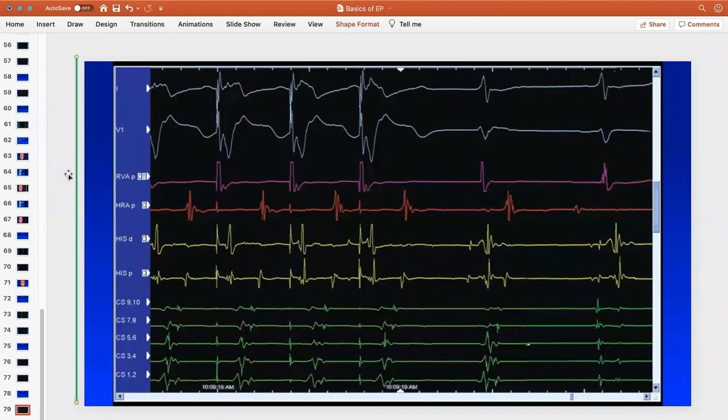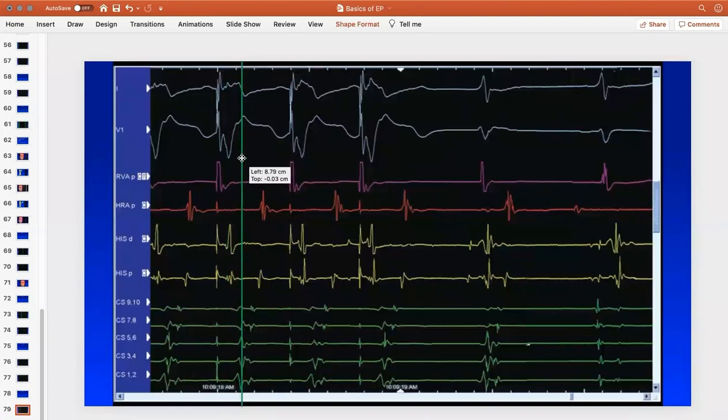So let's talk about these. Okay, so we're pacing from the RV. So we said we're capturing. Are we conducting to the A? Yes, we're conducting to the A. Okay, now the question is, how are we conducting from the V to the A? We are conducting from the V to the A, the first activity, I think, in the CS 1 and 2. Okay, so we're conducting from the CS.